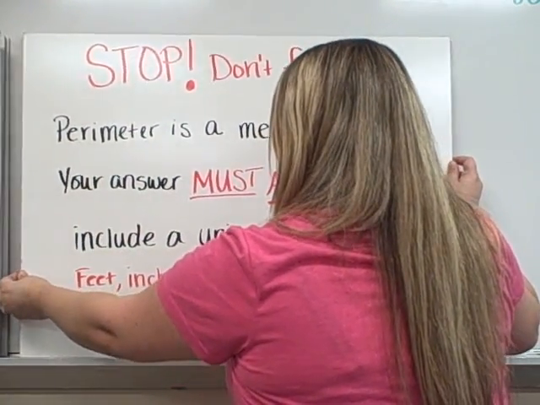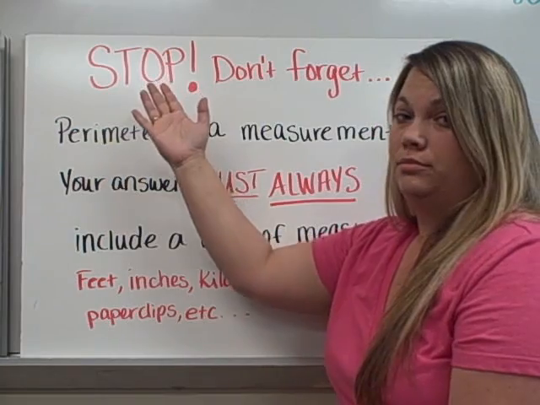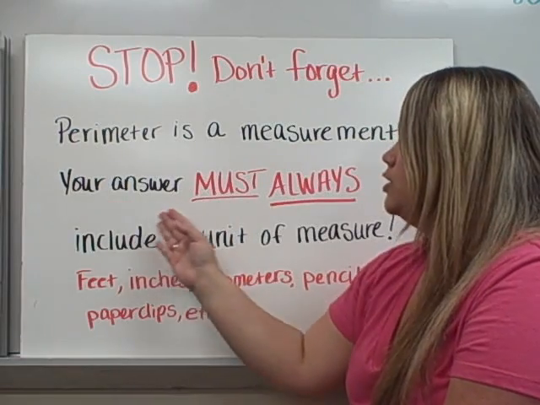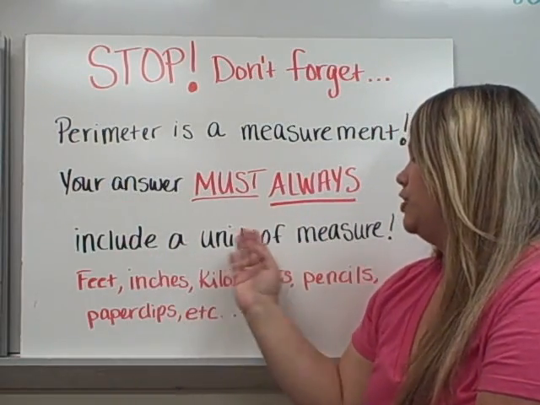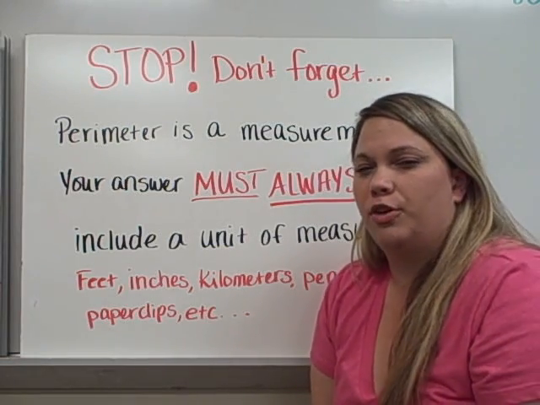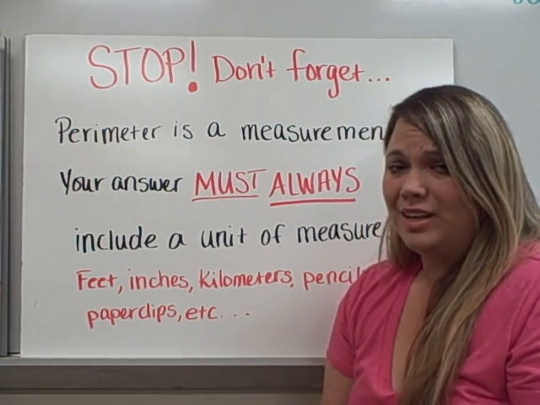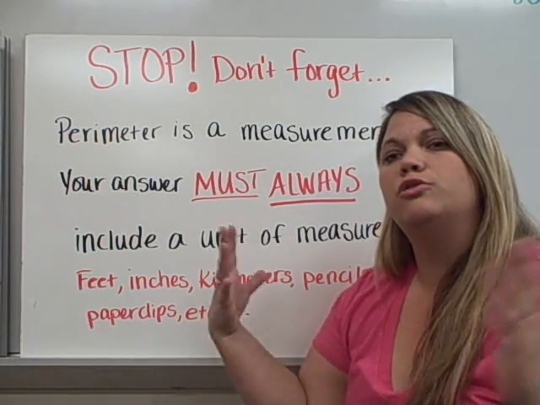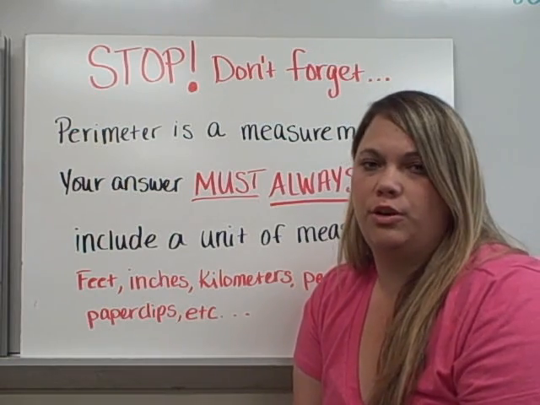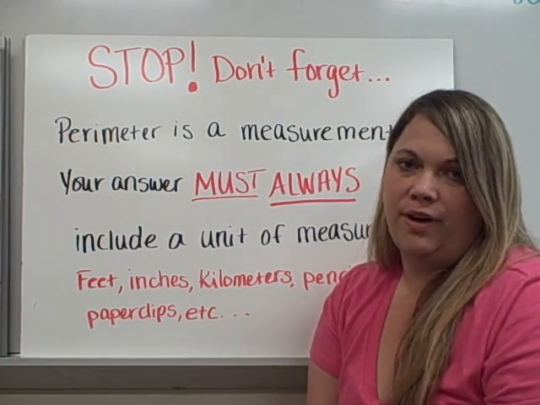Okay, so the mistake I just made, make sure you don't. Stop. Don't forget. Perimeter is a measurement. Your answer must always include a unit of measure. If you do not include a unit of measure and you tell me that the perimeter of your rectangle is 5 what? Is it 5 miles? Is it 5 feet? Is it 5 inches? Those are very, very different answers. So you have to make sure that you always put a unit of measurement or your answer is wrong, because 5 inches is nowhere near the same thing as 5 miles.